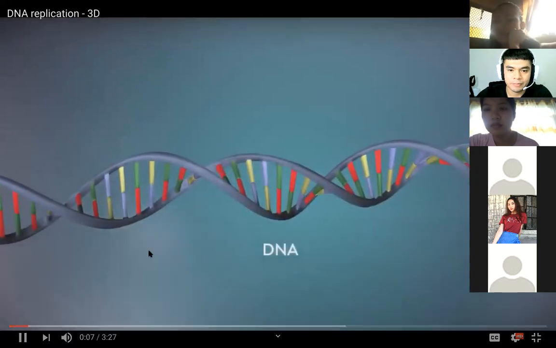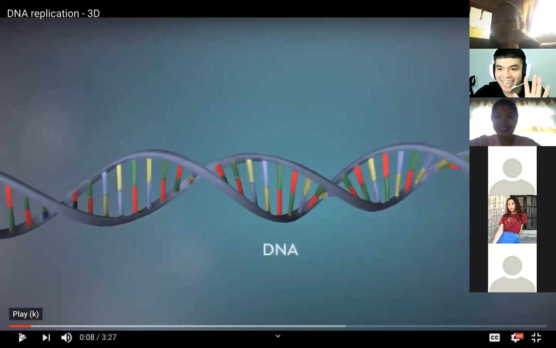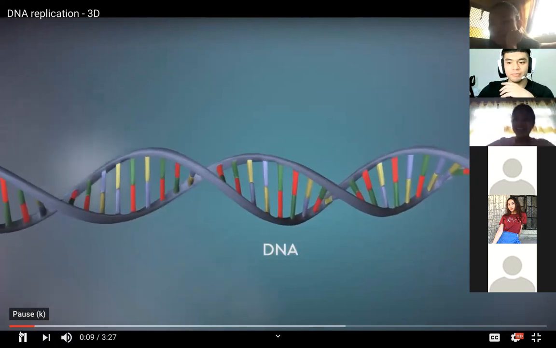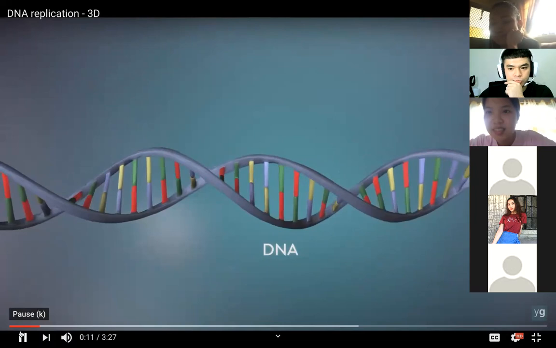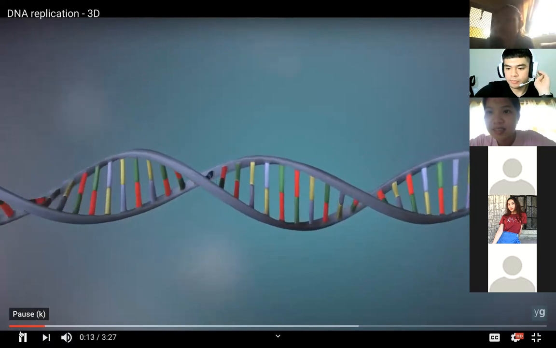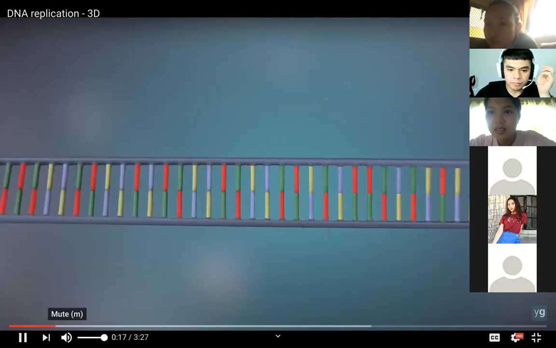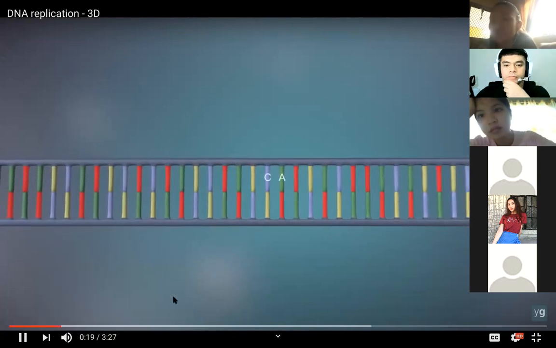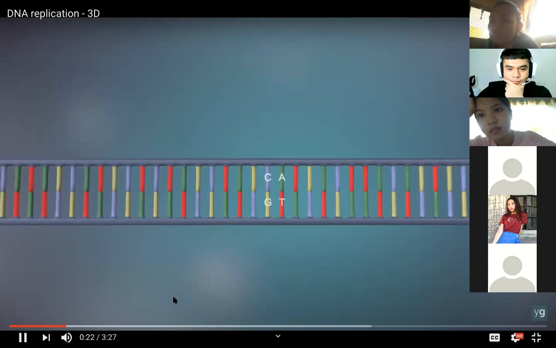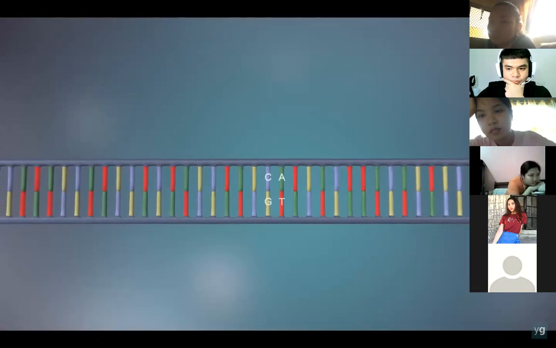DNA is a molecule made up of two strands, twisted around each other in a double helix shape. Each strand is made up of a sequence of 4 chemical bases, represented by the letters A, C, G, and T. The two strands are complementary.